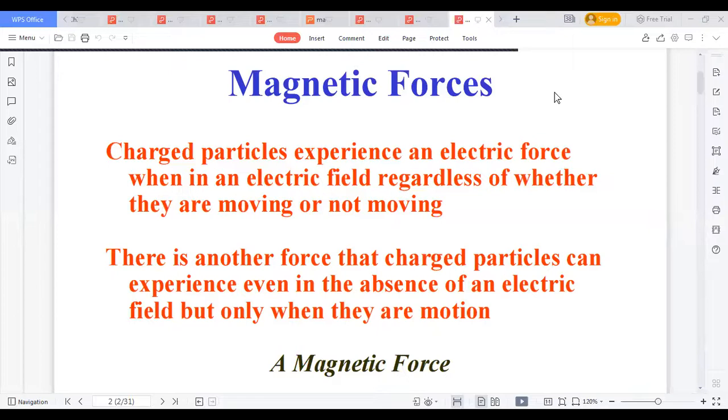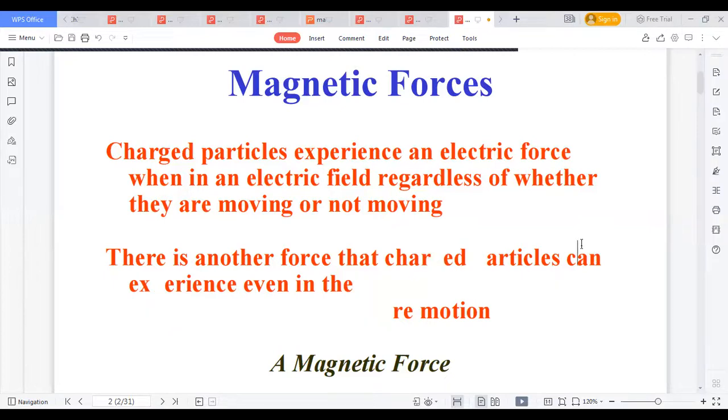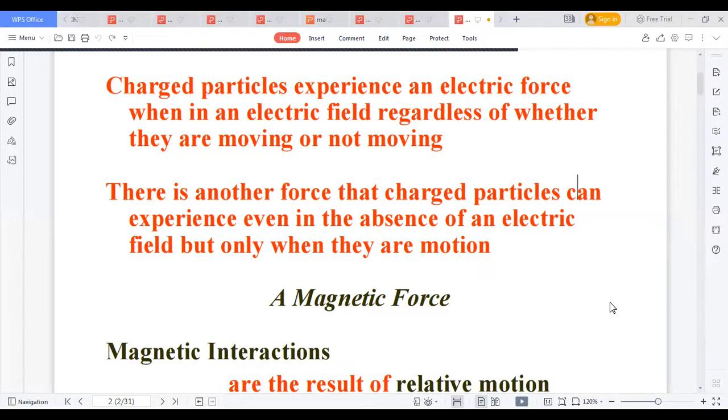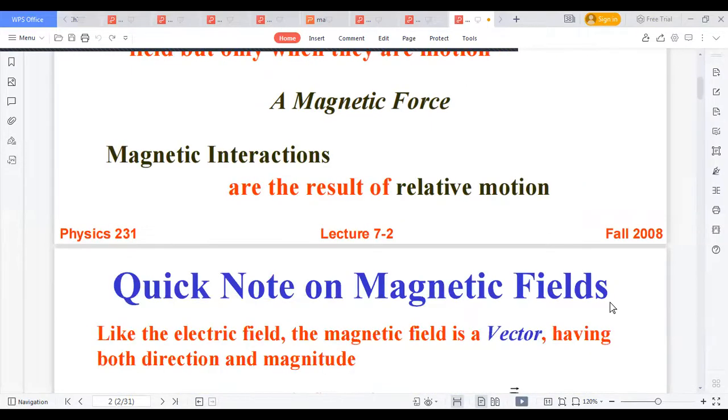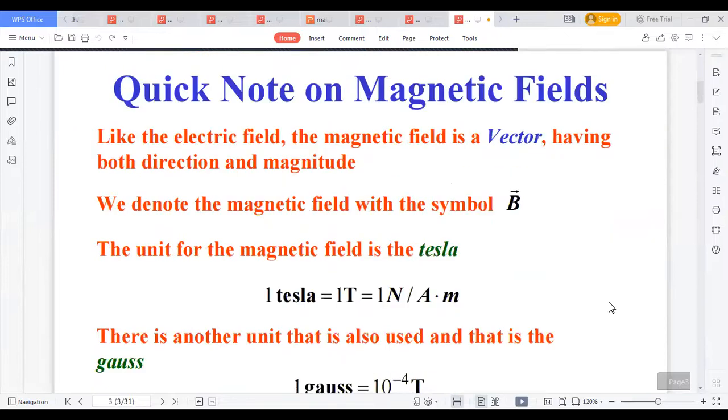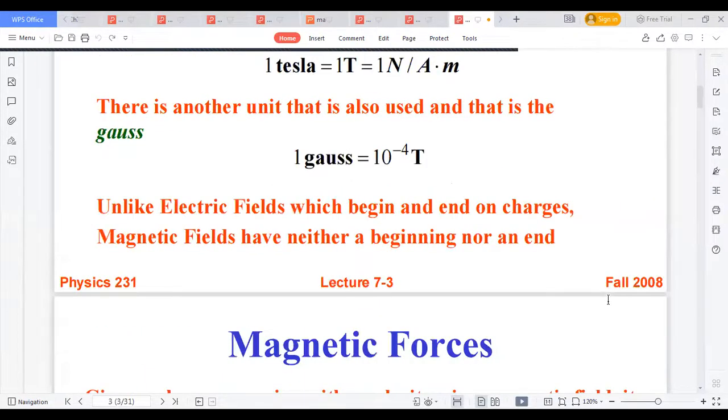Okay, now I am again discussing the summary of this class. What are magnetic forces? Charged particles experience an electric force when in an electric field, regardless of whether they are moving or not moving. So this is another force, the magnetic force. For magnetic induction, this force is needed. The unit of magnetic field is Tesla.